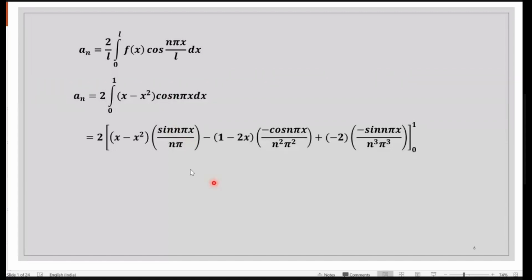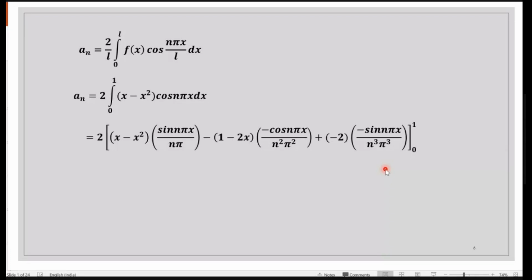Then the integration of sin n pi x upon n pi. So sine integration is minus cos n pi x upon n pi. Already you have 1 over n pi, so n square pi square. Again the integration of this, we will get minus sin n pi x upon n cube pi cube. The next derivative of minus 2 will become 0, so we can stop the UV rule. Minus 2 into (1 plus cos n pi) upon n square pi square. Okay. Let's check that.